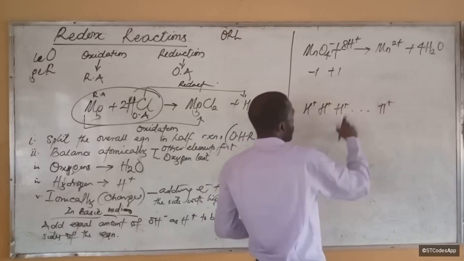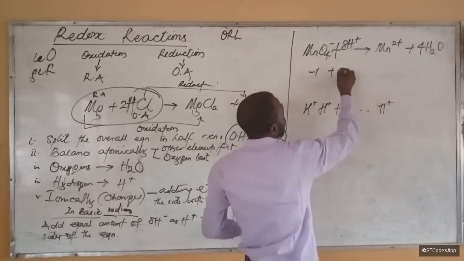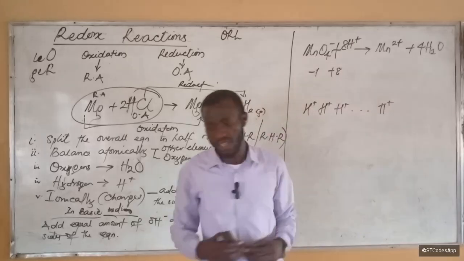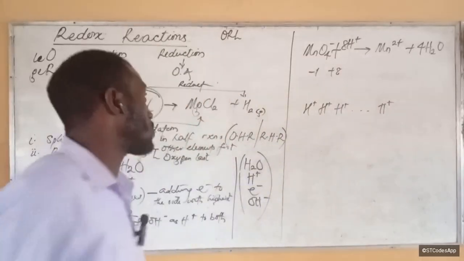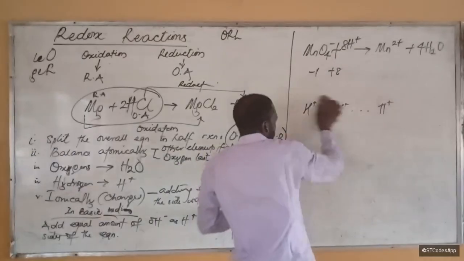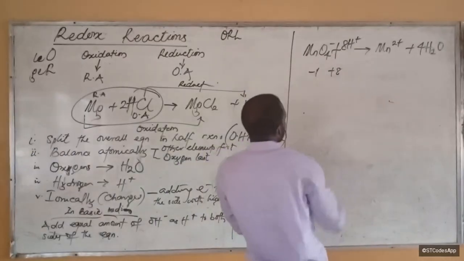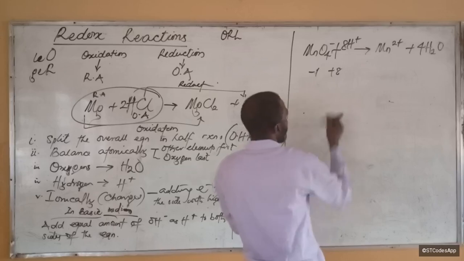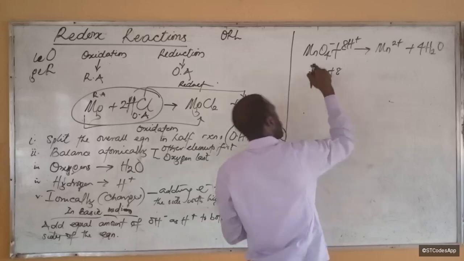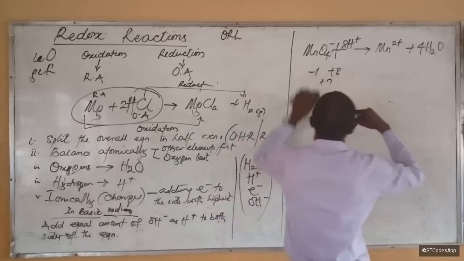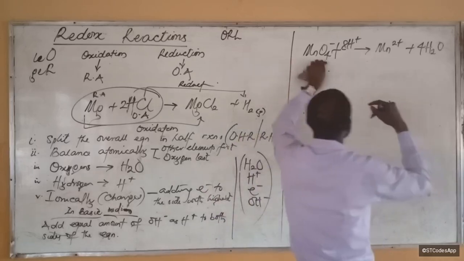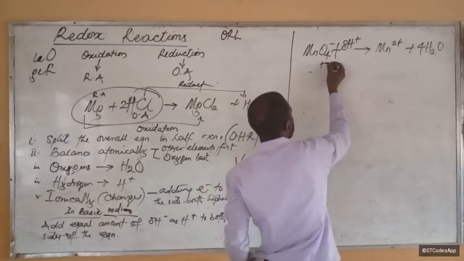So that is +1, +1, +1, +1. In 8 places, that is +8. Is it clear? It means that the total charge on this side of the reaction is 7 plus -1 plus 8, which is +7, right? Good. So since I have my total charge here to be +7, I put +7 here.